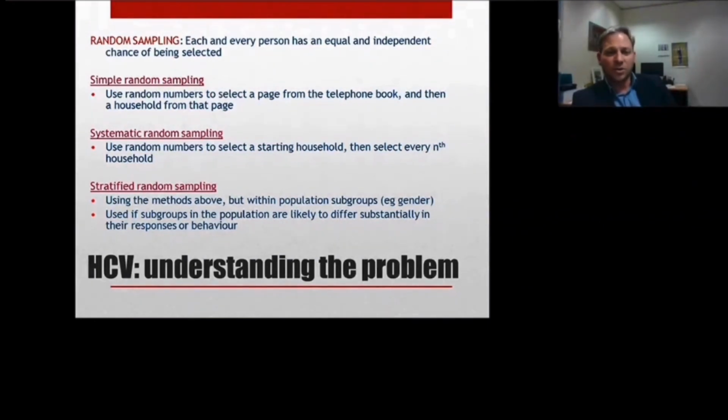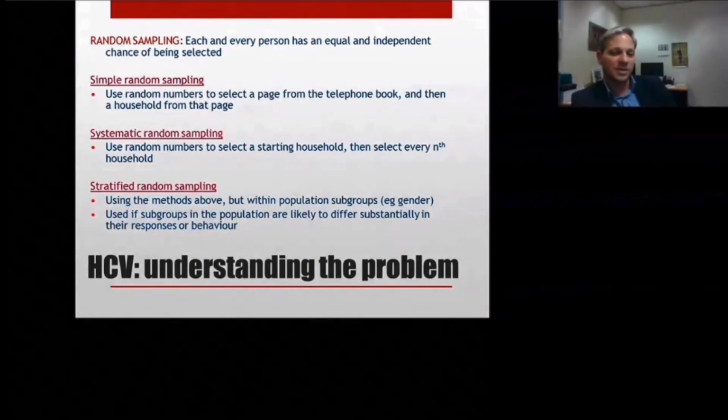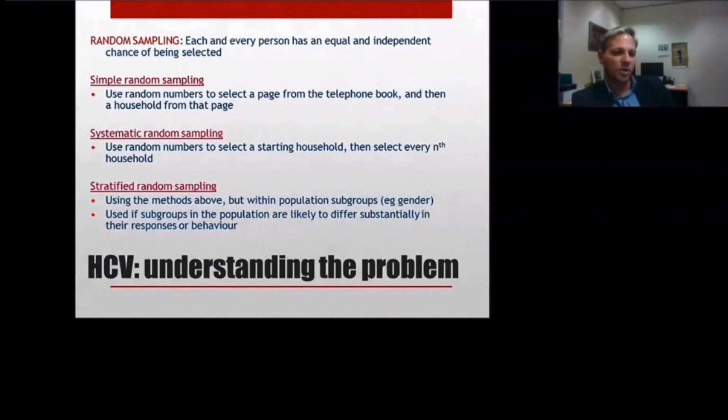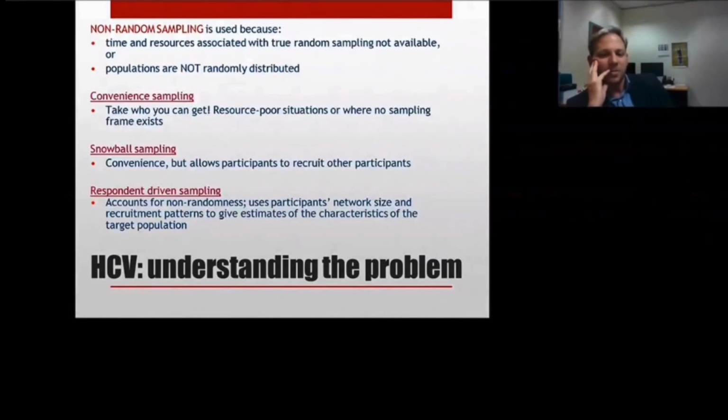Random sampling, you can do simple, systematic or stratified random sampling, as I've defined there, where you might knock on every 7th door and test them for hepatitis C. But we're talking about a disease with a significantly marginalised population. They're likely to underreport their illness, and they're not likely to cooperate with your routine sampling methodologies. So what non-random sampling might be considered?